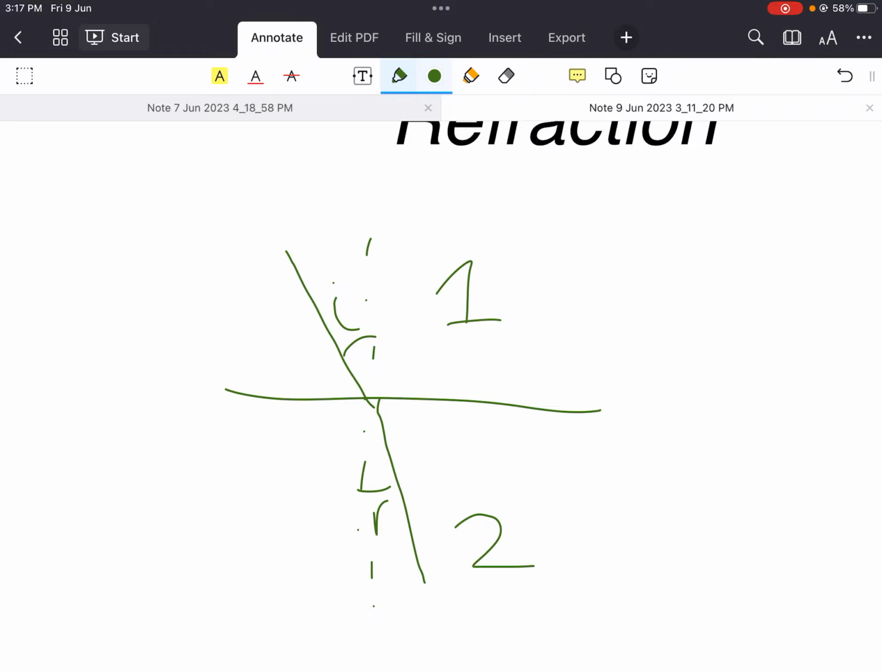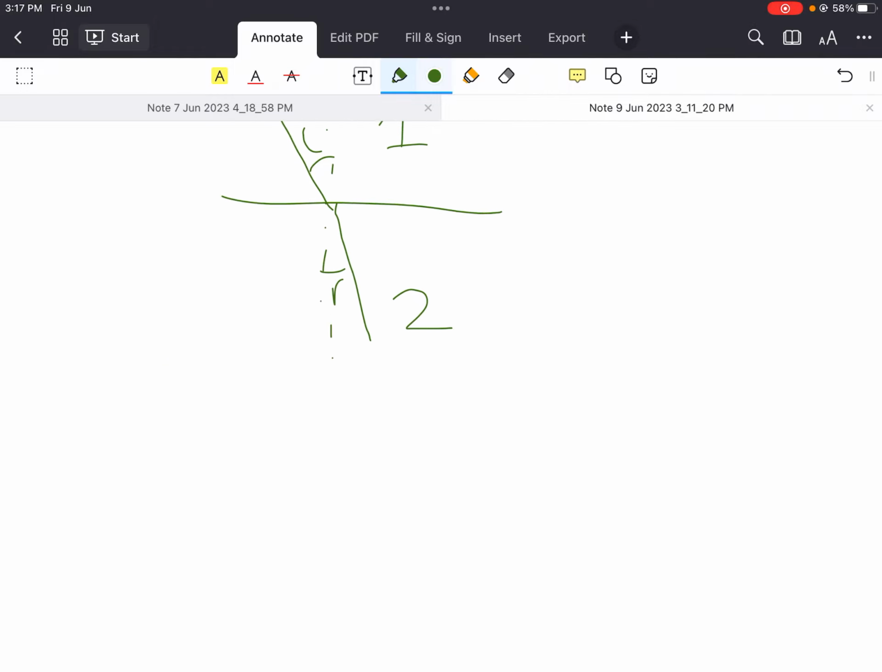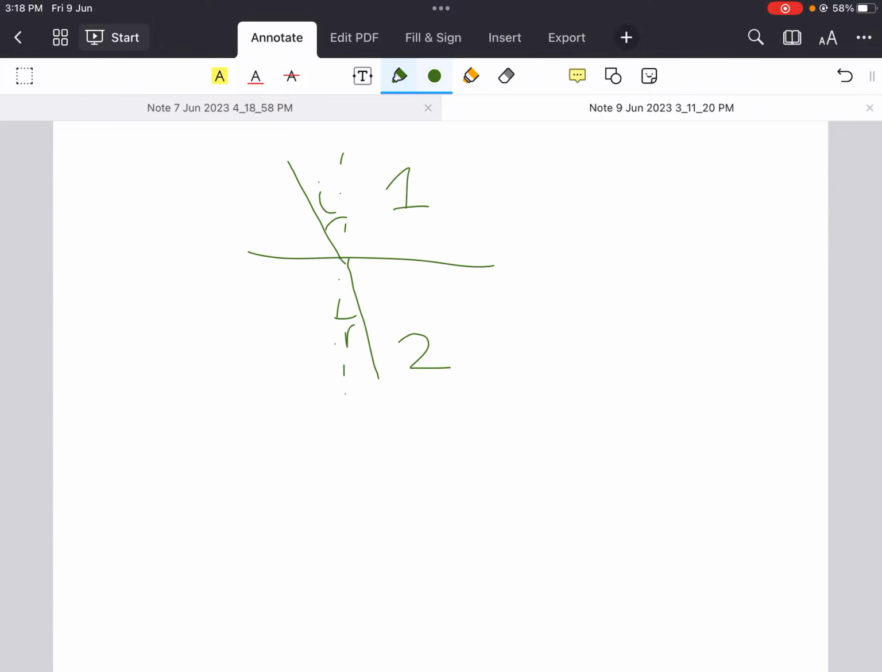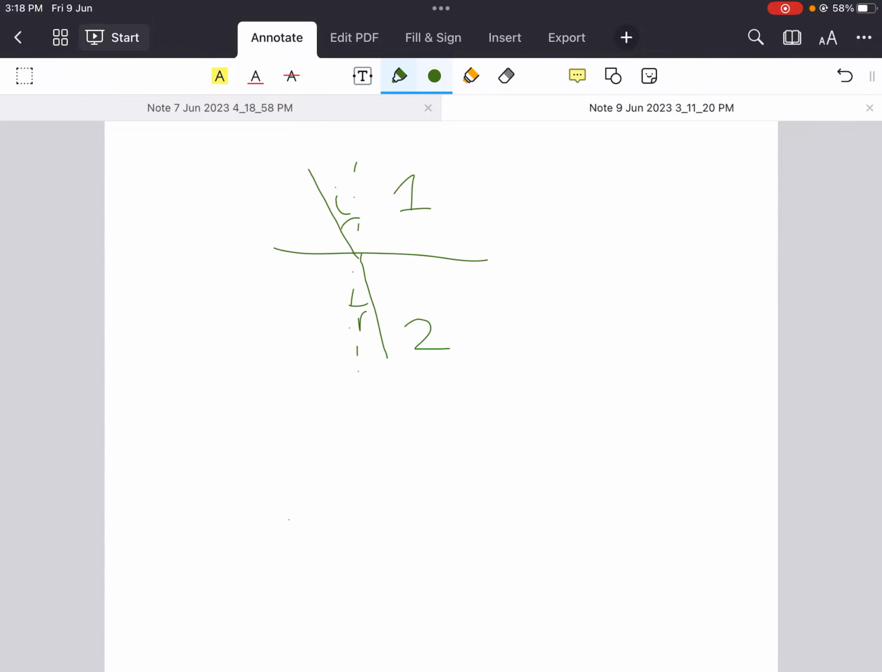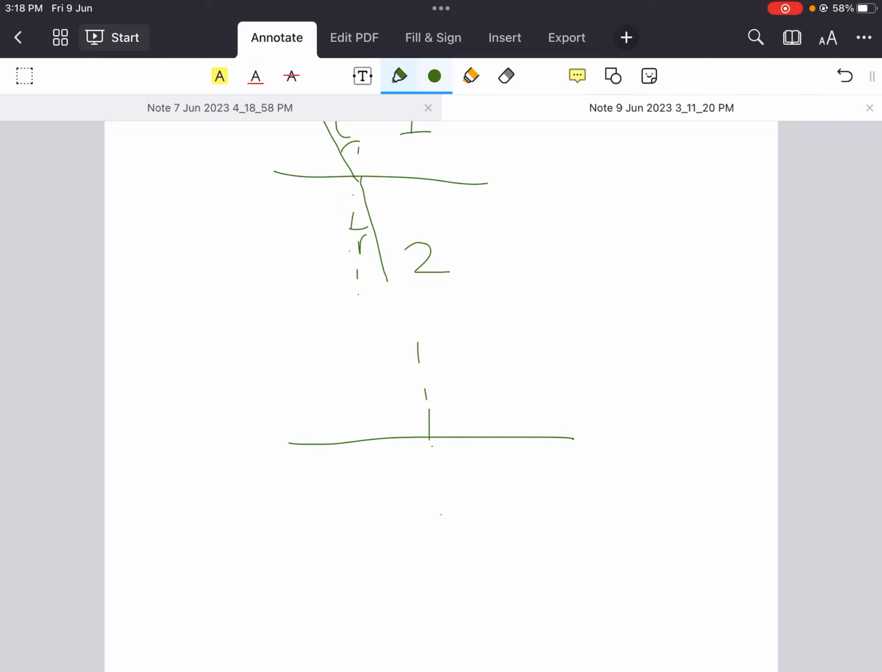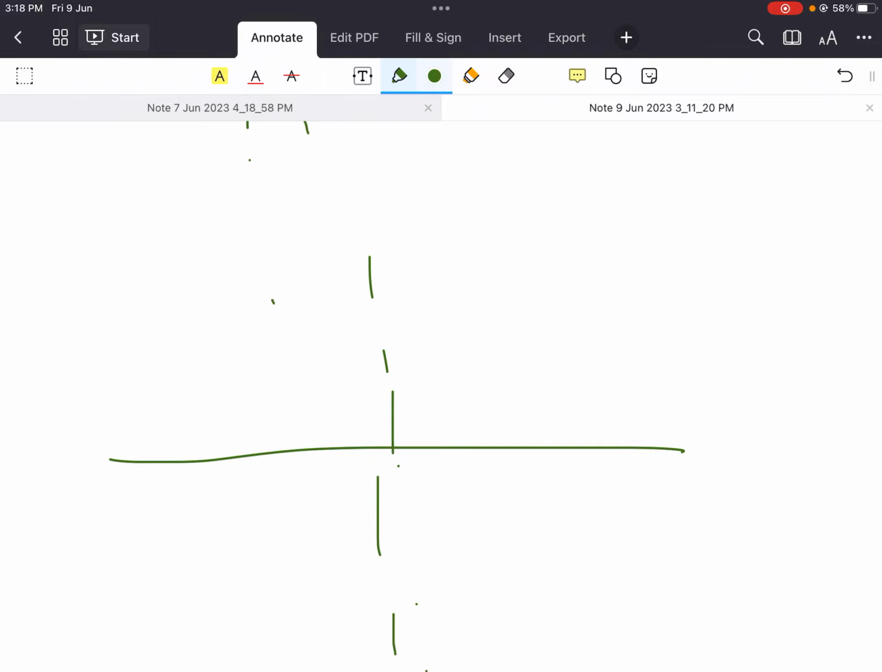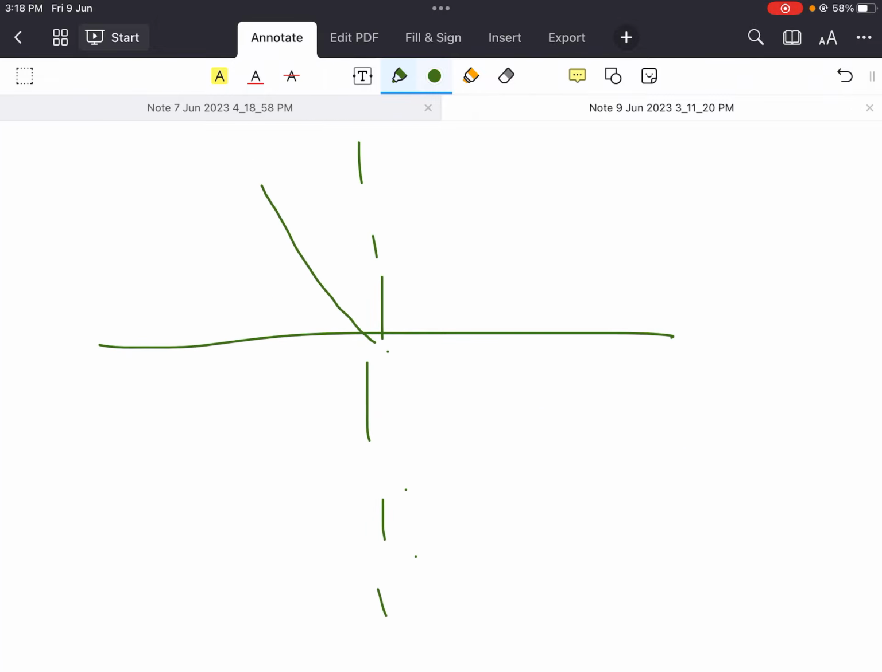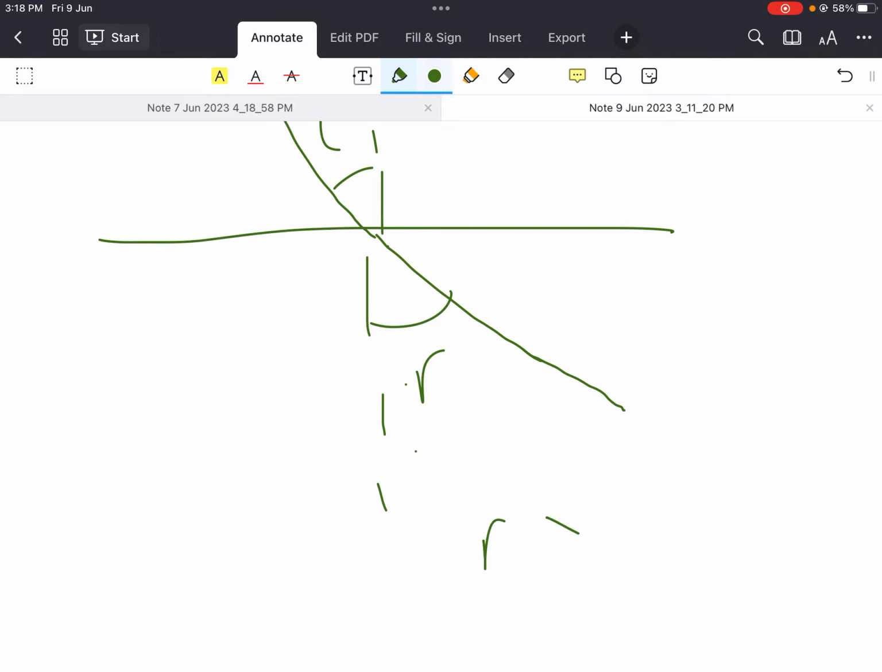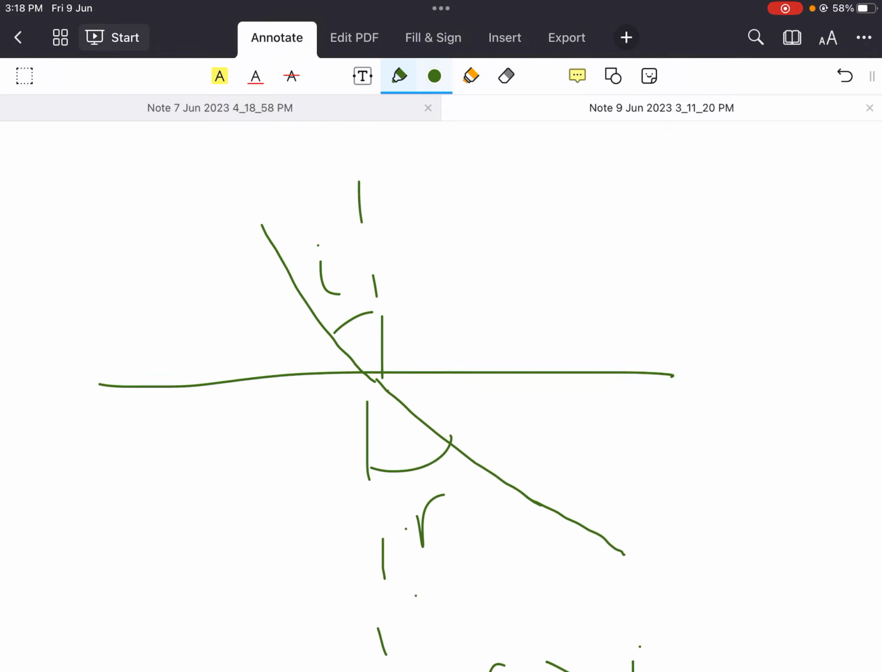And now let's draw another scenario. Let's say you have another medium and another medium. This is our normal. Now we have a ray, but this time it's bending away from the normal. And as you can see, this is the angle of incidence, this is the angle of refraction, and this time the angle of refraction is greater than the angle of incidence, and it is refracting away from the normal.